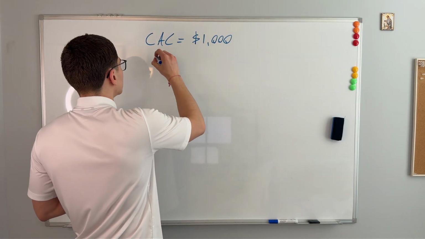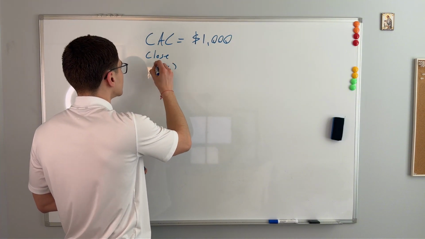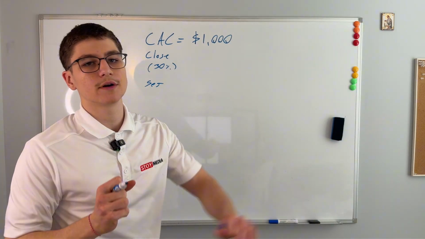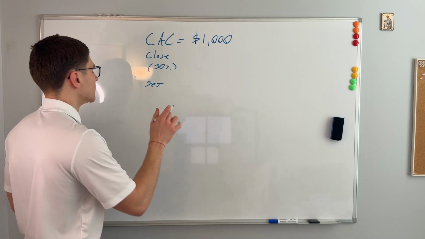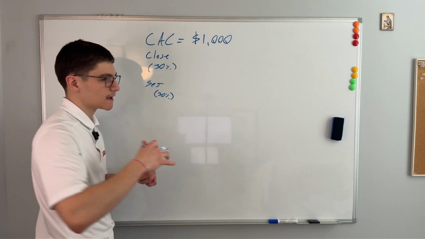From there, you want to find out what your close rate is. So we'll say 30% as an industry average, and then your set rate. So if I give you 10 leads, how many are you going to turn into an appointment consistently? And there's many factors that play into a good set rate, but we'll say 30% as industry average.